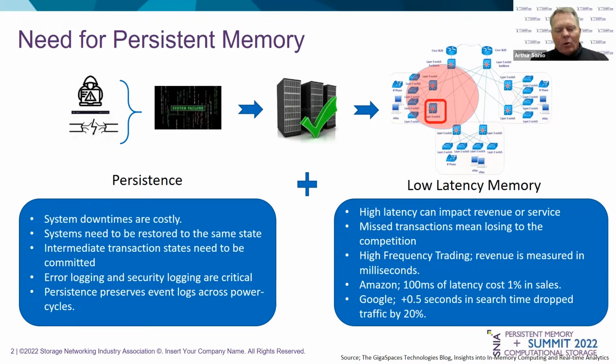On the other hand, there's the need for low latency memory. So typically high latency may impact revenue or customer experiences. Missed service level agreements like the denial of transactions in a credit card business could mean losing business to competitors. In high frequency trading, a broker could lose millions if their electronic trading platform is just a few milliseconds slower than the competition. Amazon, for example, found that every 100 milliseconds of latency cost them about 1% in sales. Google also found that an extra half a second in the search engine page generation time dropped traffic by approximately 20%.